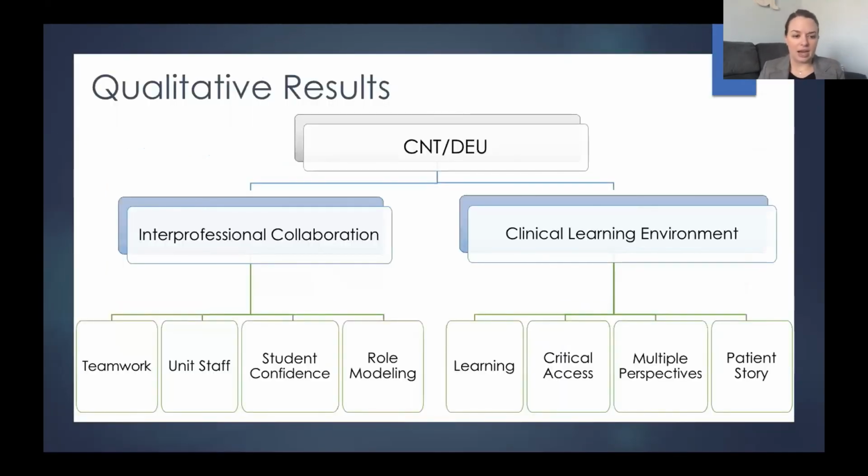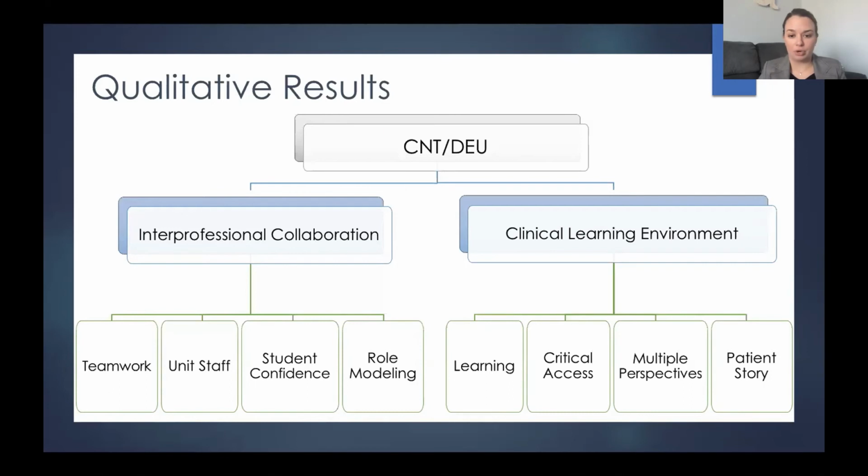So this diagram or flow chart shows the results of our thematic analysis with CNT and DEU being the main overall theme. Then there were 2 really positive themes that came underneath that, and those were interprofessional collaboration and clinical learning environment. And then each of those main themes had 4 sub-themes.